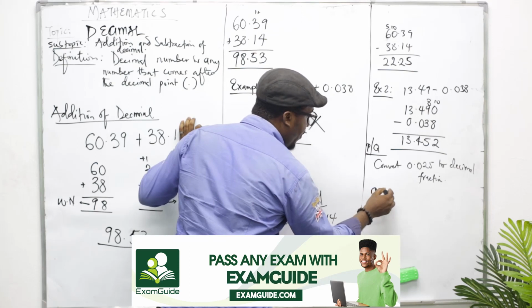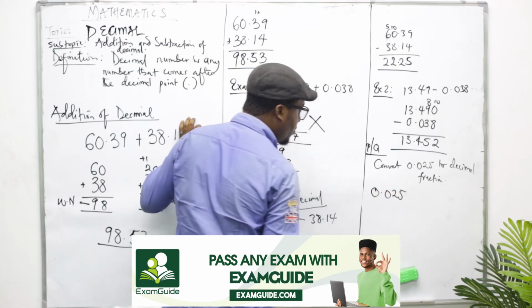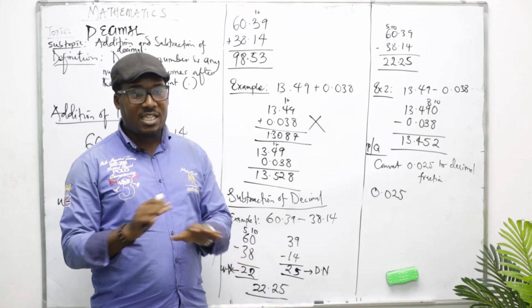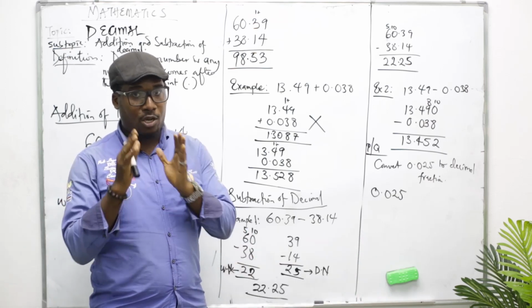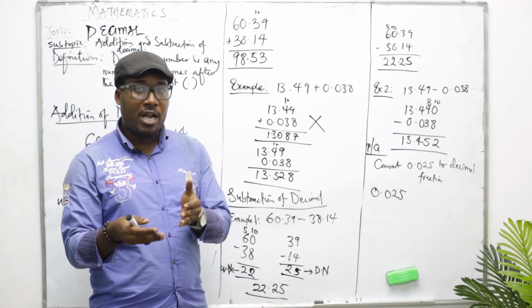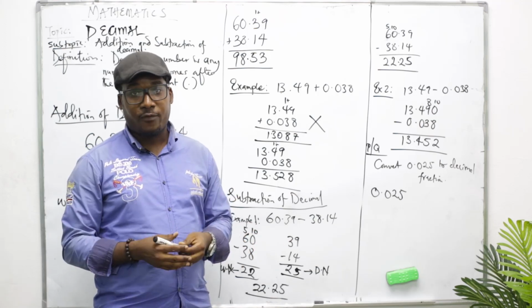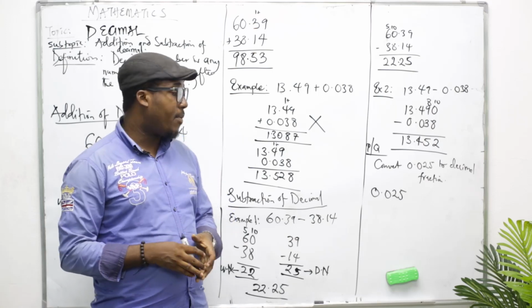Now, if you're given 0.025, we want to eliminate the decimal. The easiest way I learned in my own book, and it will help you. It may seem longer or it may seem shorter for you. It depends on your pattern of solving a maths problem.